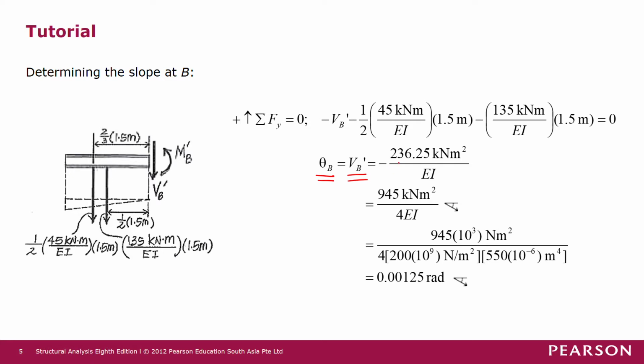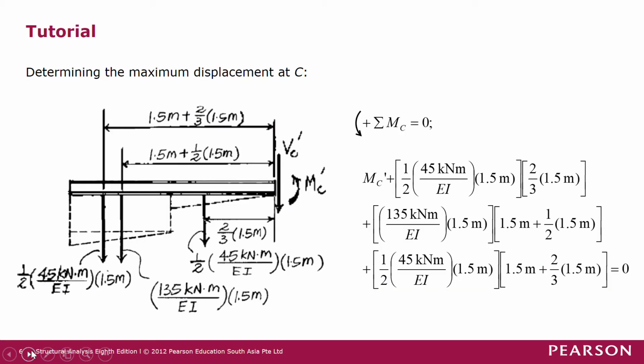So we have minus 236.25 kilonewton meter square over EI, which is 945 kilonewton square meter over 4 EI, and this is clockwise. We got rid of the negative sign, and then we put in the direction of the slope or the rotation at B, which is clockwise. We substitute E and I, all converted into Newton and meter, so we get 0.00125 radian, which is clockwise. Next, we determine the maximum displacement.